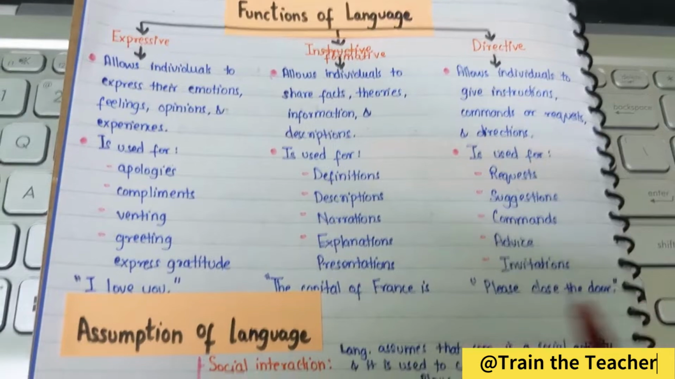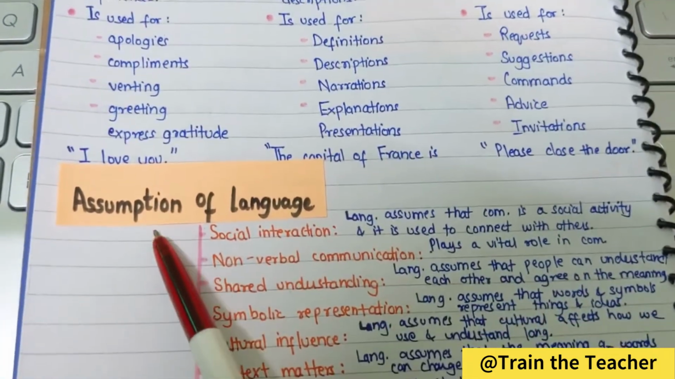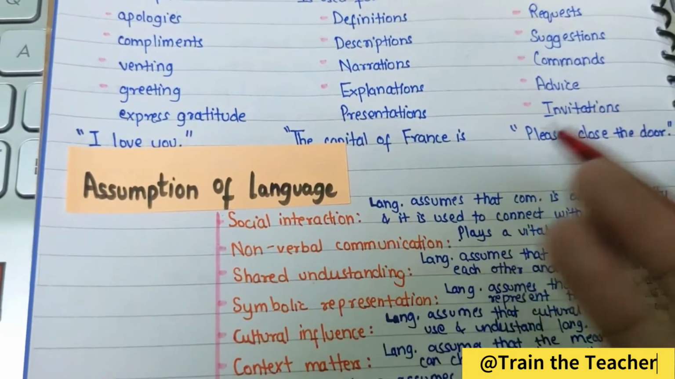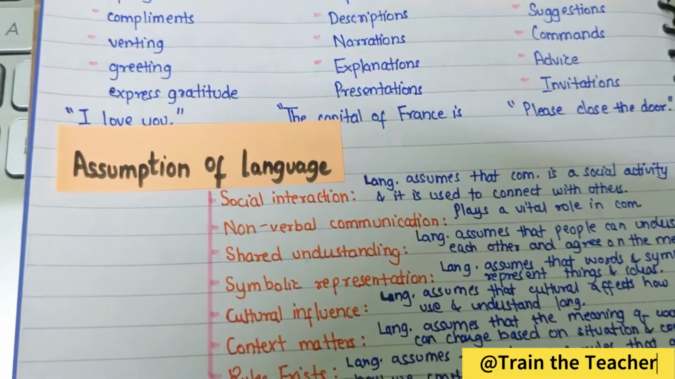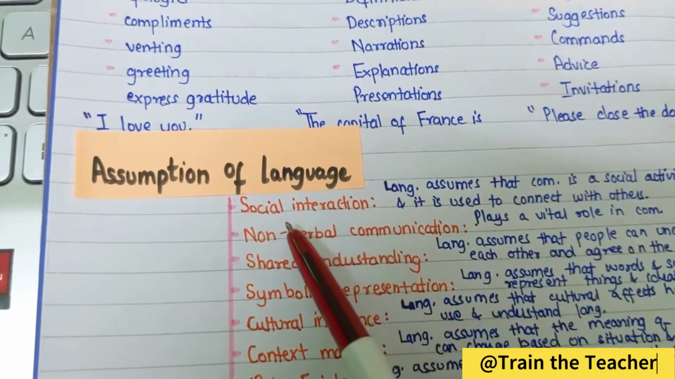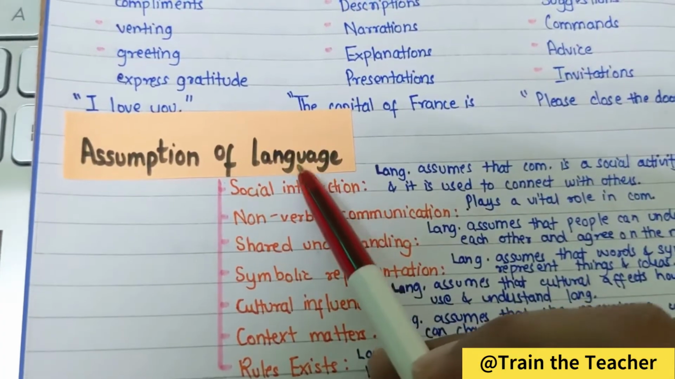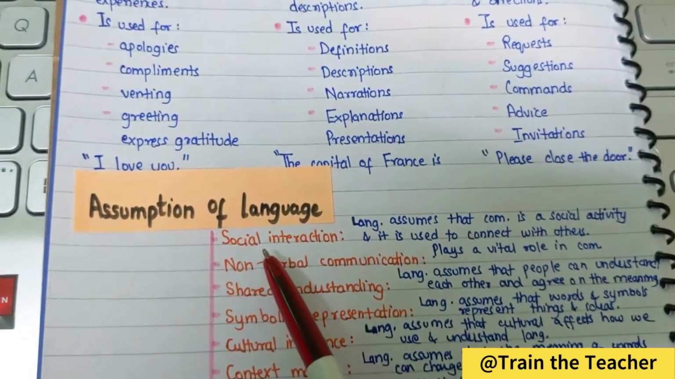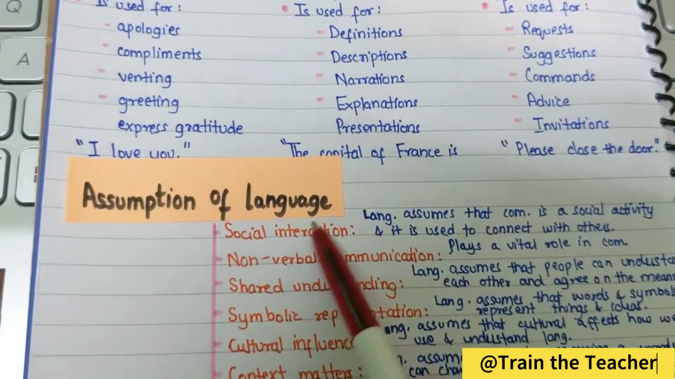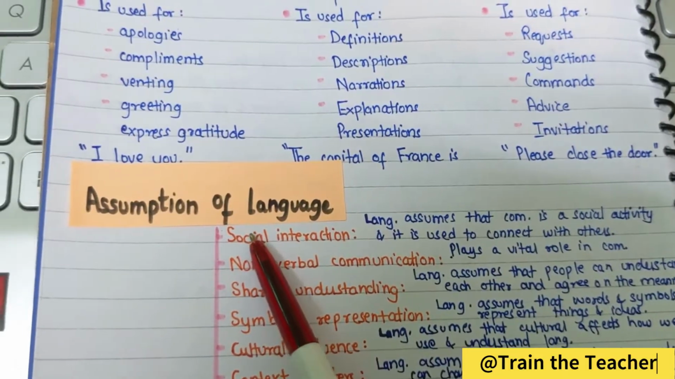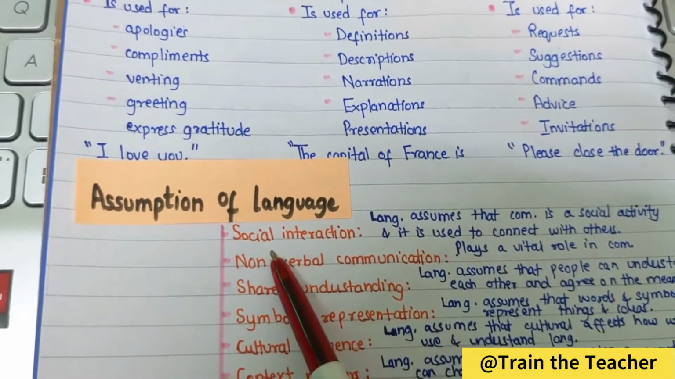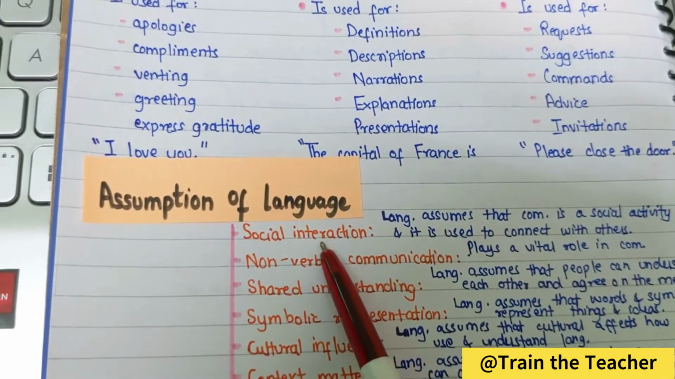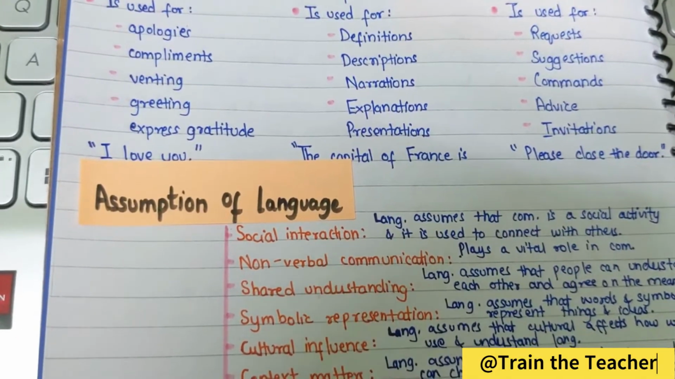Functions of language. Right after functions of language, we have assumptions of language. Assumption का मतलब होता है मान्यताएं, the basis on which it is built. So language, first, इसमें I think I've mentioned 7 points here. So the first assumption of language is that language assumes that communication is a social activity. Okay, it's a social interaction, and it is used to connect with others. So social interaction hai. Language assumes that communication is a social interaction.